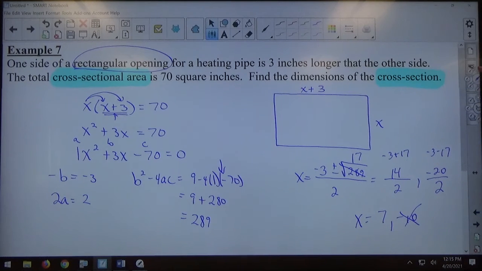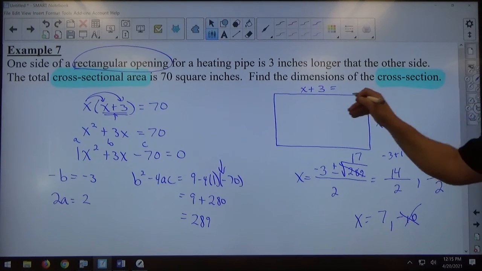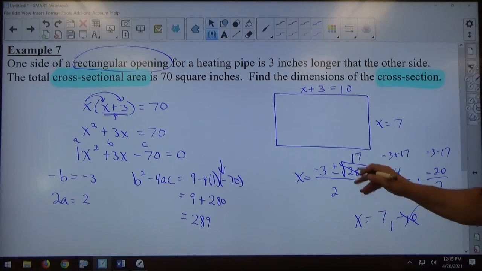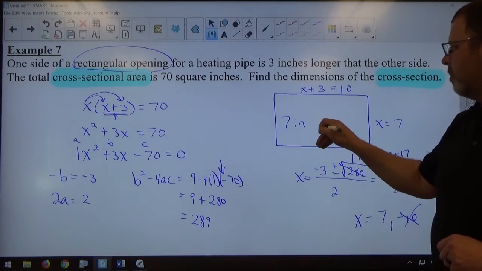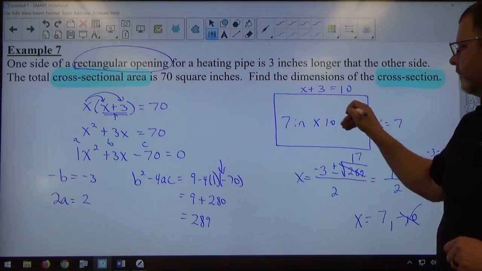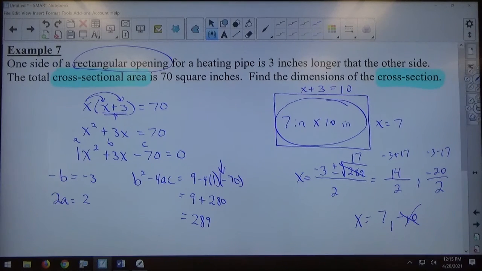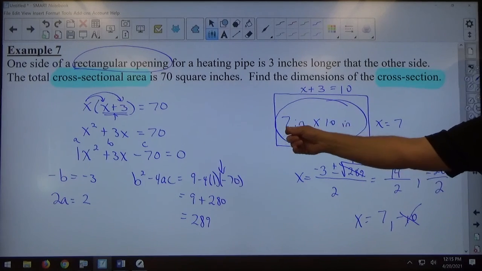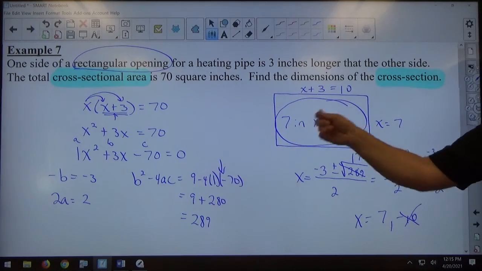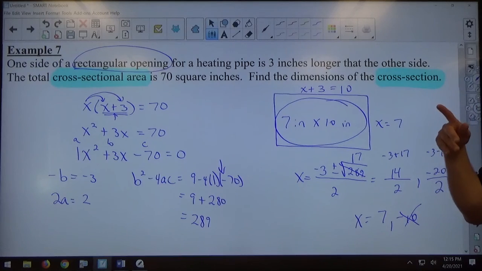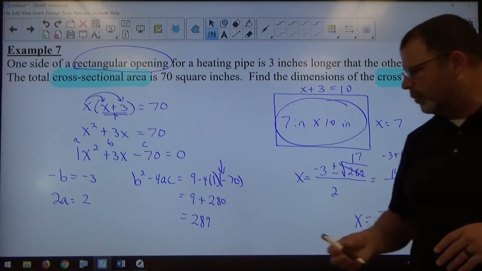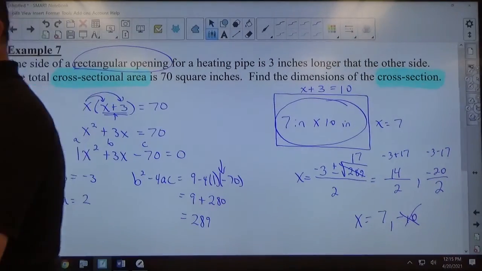It says find the dimensions of the cross-section. If x equals 7, how big is x plus 3? 10. So the correct answer to the problem is 7 inches by 10 inches. And think about the two criteria here, what they told us. It says one side is 3 inches longer than the other side: 10 is 3 bigger than 7. And the area of this is supposed to be 70: 7 times 10 is 70. So both criteria are met with those answers. So those are the proper dimensions.